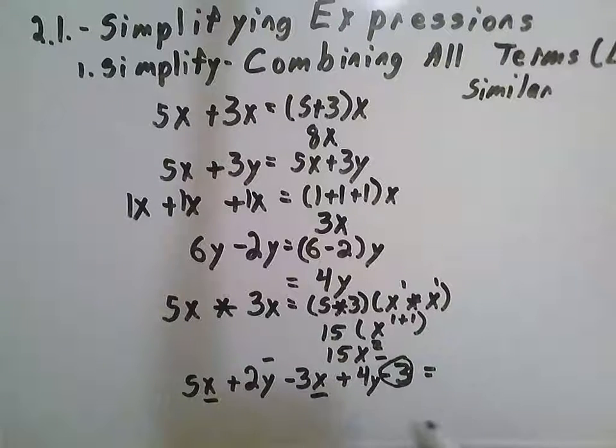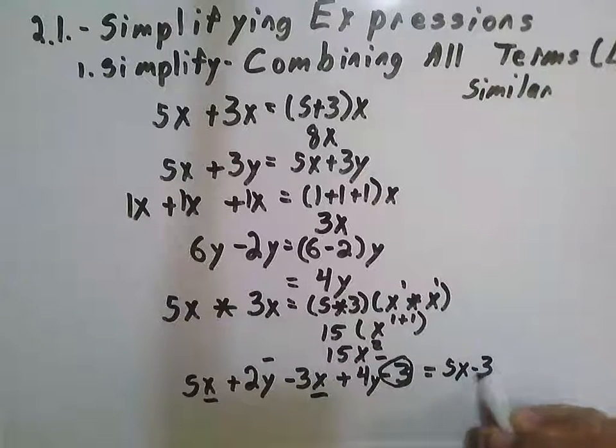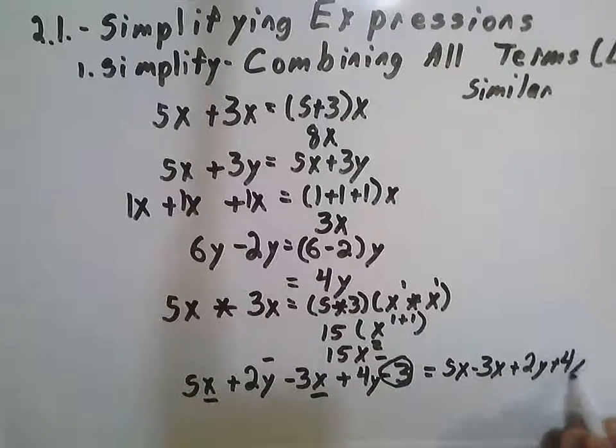So anyway, I'm going to rewrite these just so they're side by side. You don't have to do that. It'll just help you keep them a little bit more in line. So this is just going to be 5x minus 3x plus 2y plus 4y minus 3. Now you don't have to do that. I just think it helps, and it's a little bit easier when you combine them together.